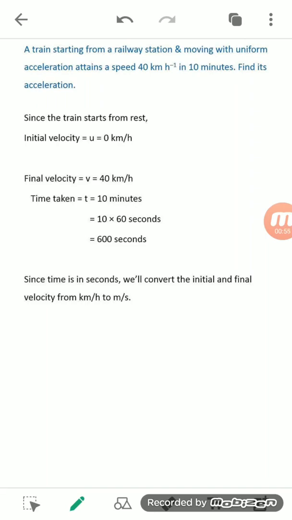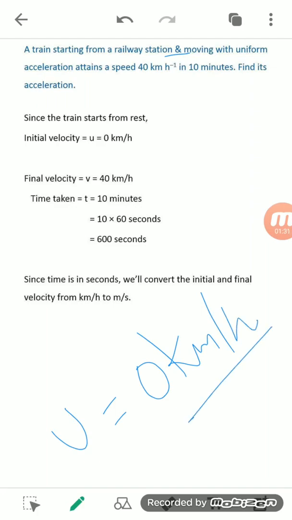See here, the first numerical is: a train starting from a railway station and moving with a uniform acceleration attains a speed of 40 km per hour in 10 minutes. Find its acceleration. So the train starts from the railway station. It means at the railway station the train was at rest, so the initial velocity will be 0 km per hour.